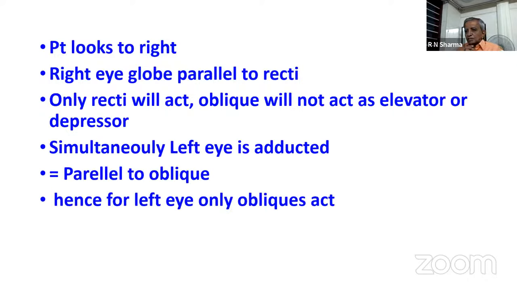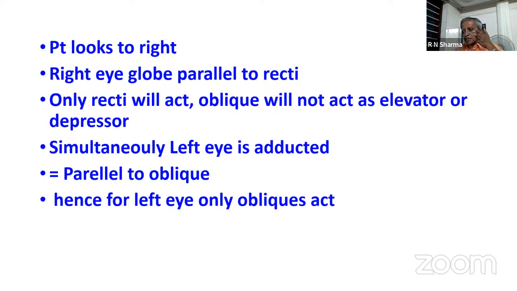Now, when the patient looks to the right, the right eye globe is parallel to the recti. Only the recti will act; the obliques will not act as elevator or depressor. Simultaneously, what happens to the left eye? So with the right eyeball, I am looking to the right side. That is right gaze. So the right eye has acted as elevator, the right superior rectus has acted as elevator, and the inferior rectus can act as depressor.